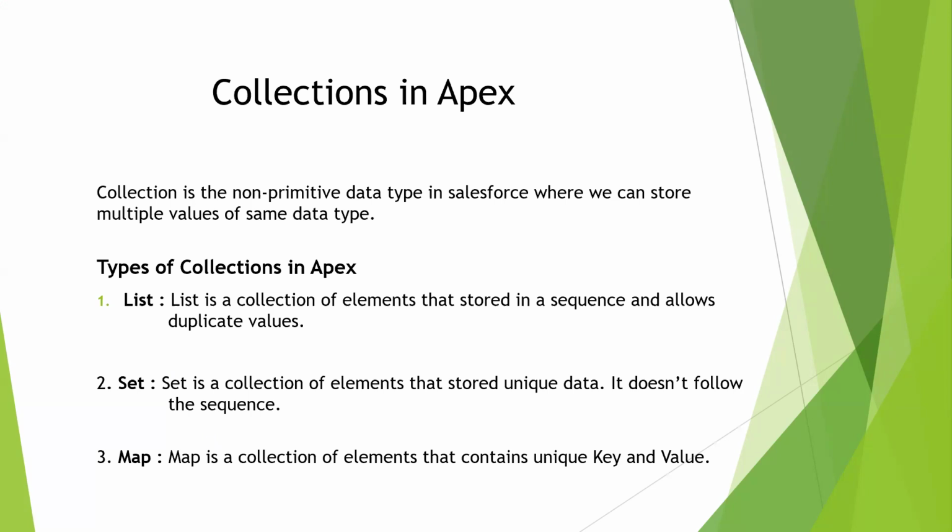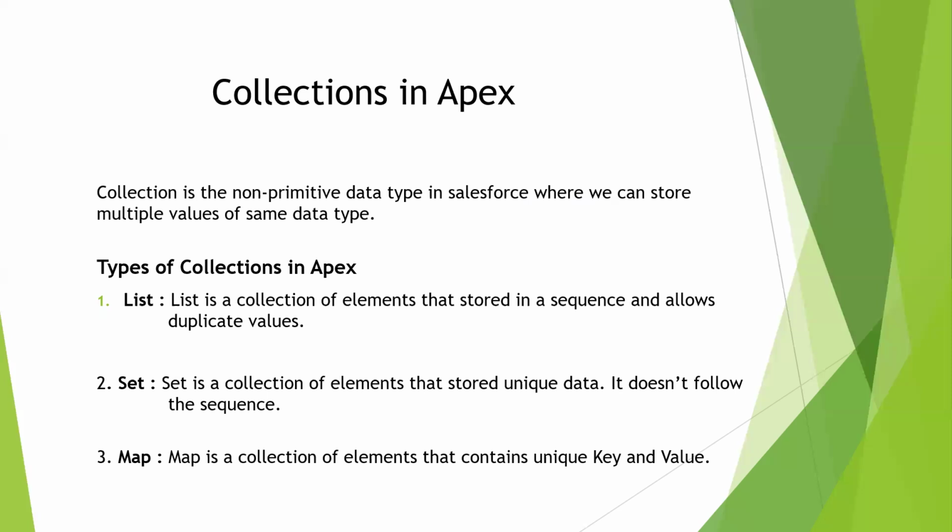So what are the primitive data types? If we want to store a single value in a variable, then we go for primitive data types. Non-primitive data types mean we can store multiple values of the same data type, and one of them is the collection. We have three types of collection in Apex programming: number one is list, number two is set, number three is map.